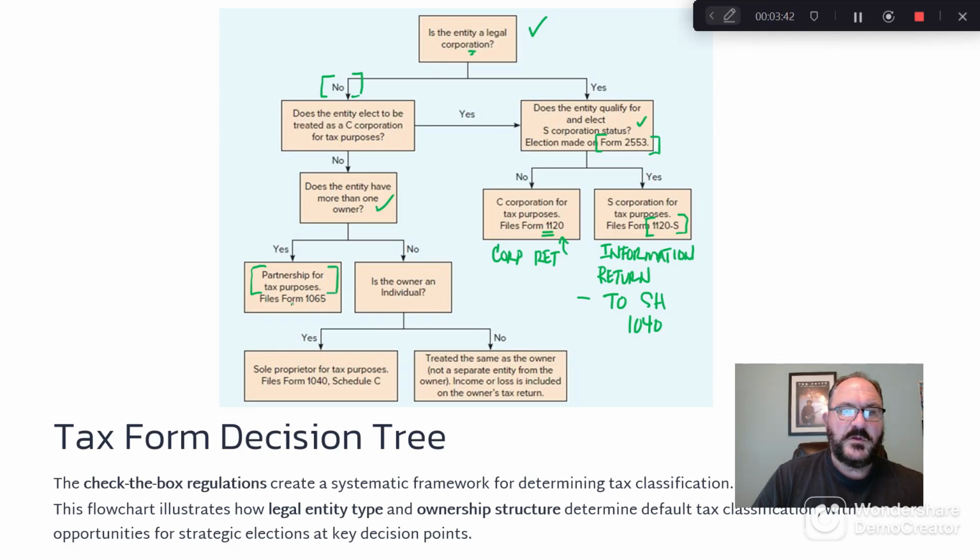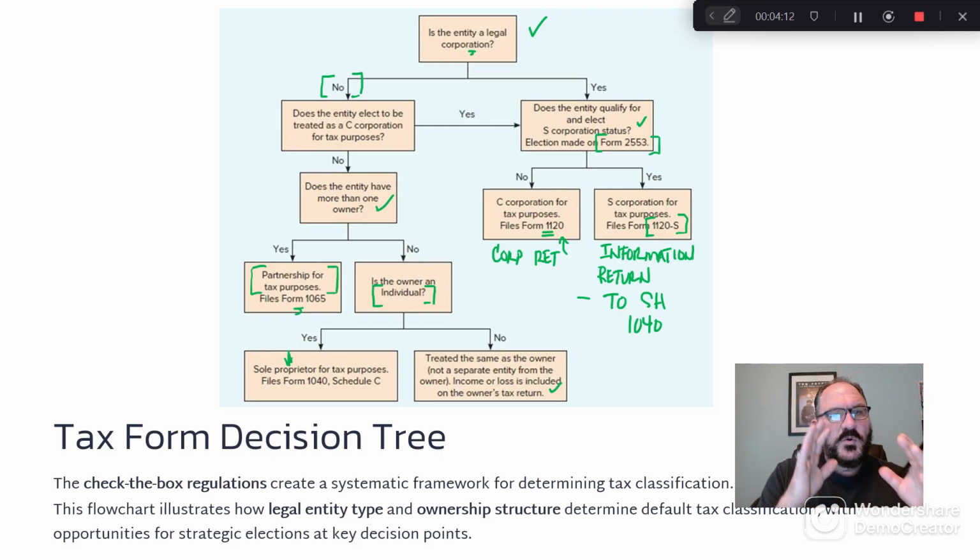It files form 1065. If the answer is no, then it's an individual. You can be a sole proprietor right here, that's form 1040, or you could file 1040 Schedule C. If you go over to no, it's the same thing. It's on the owner's tax return. And by the way, the same thing would happen on the no side for the LLC.